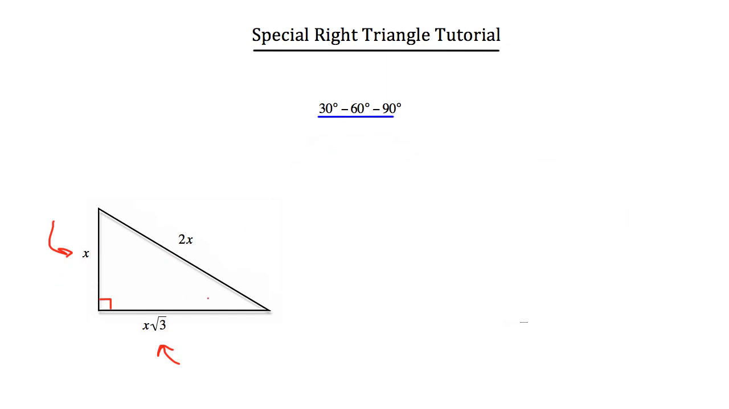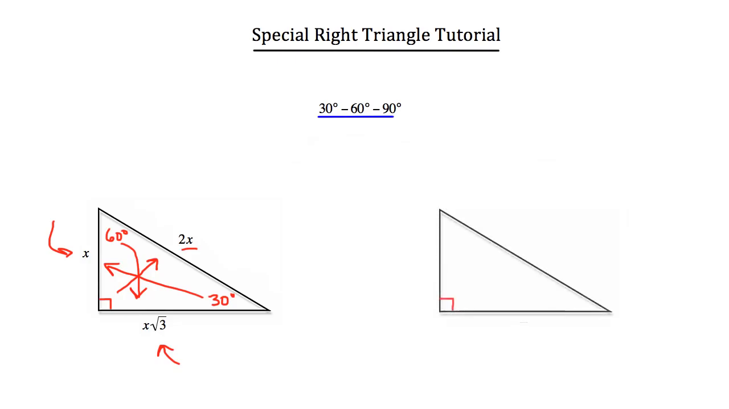The leg that is opposite the 30-degree angle has a value of x, and the leg that is opposite the 60-degree angle has a value of x root 3. The hypotenuse, which you know is always directly across from the 90-degree angle in a right triangle, has a value of 2x. So let's take a look at a practice triangle so that you understand what I mean.